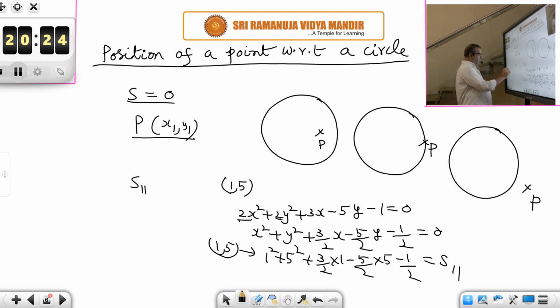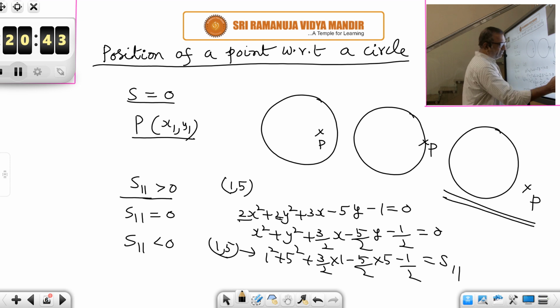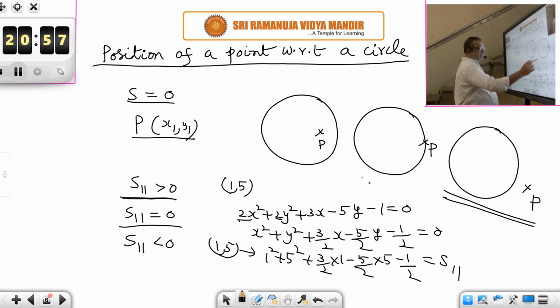Okay. So calculate S11. Its value may be greater than 0, it may be equal to 0, it may be less than 0. Three possibilities are there. Greater than 0 implies what? The point is outside the circle like this. Just now we have seen, for outside points, power is positive, power is nothing but S11. If S11 is greater than 0, then point P is outside the circle. S11 is equal to 0, the point is on the circle. S11 is less than 0, then the point is inside the circle.